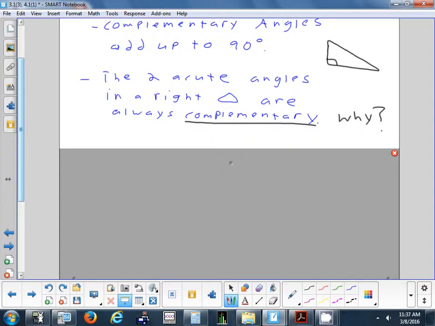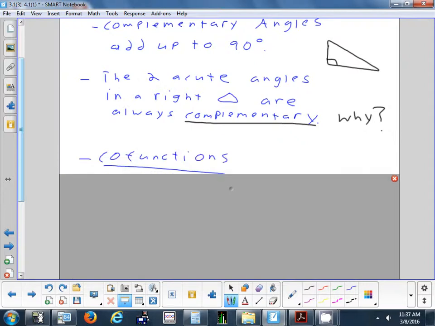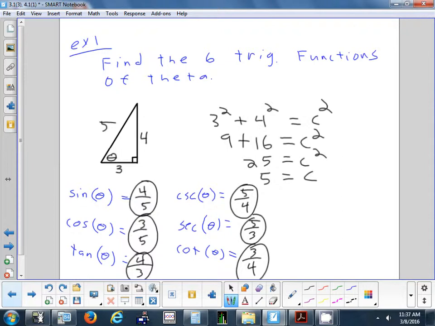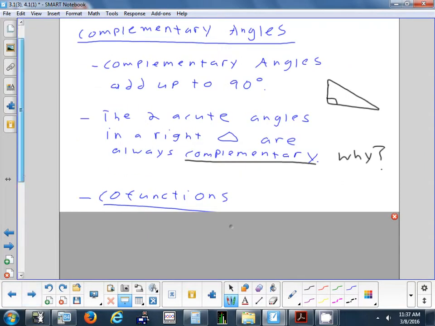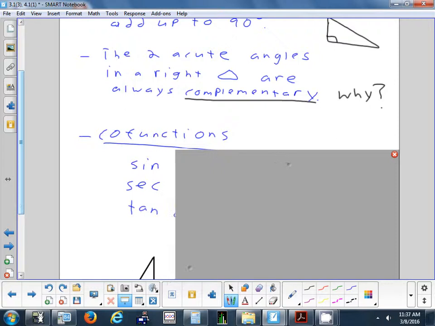All right, so any questions on the idea of complementary? This is the first half of the complementary angle theorem, understanding what complementary means. The second half is understanding what cofunctions mean. Up until now, we've paired our trig functions like this: sine with cosecant, cosine with secant, tangent with cotangent. We've paired them up as reciprocals, which means you flip one to get the other. Now we're going to pair them up as cofunctions, and there are three pairs of cofunctions.